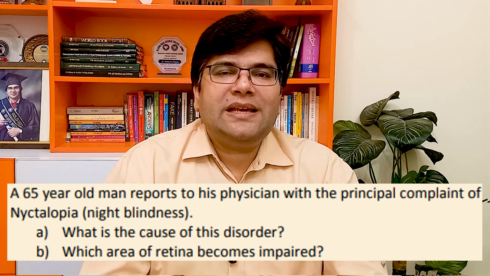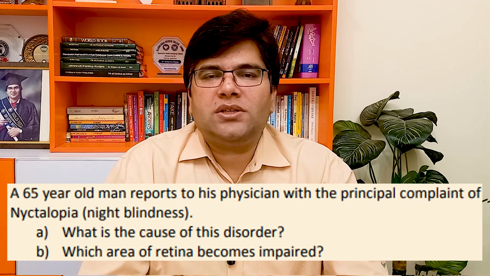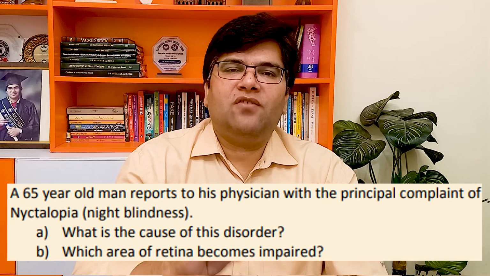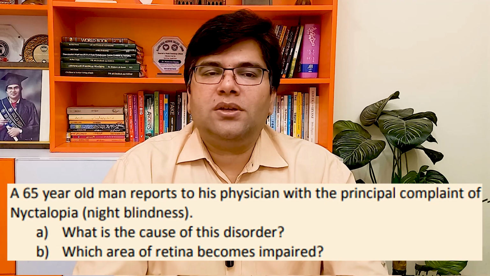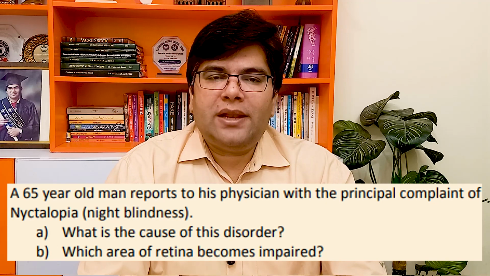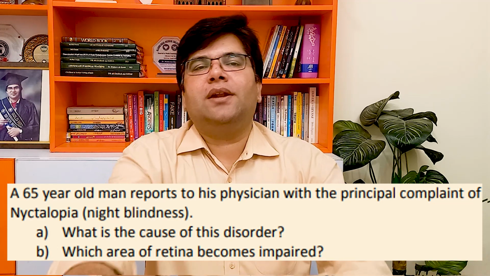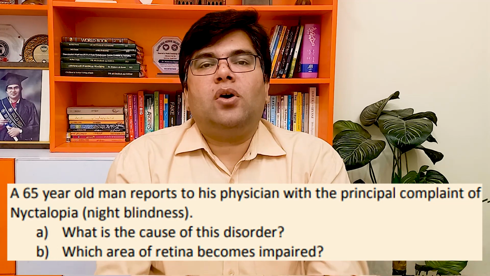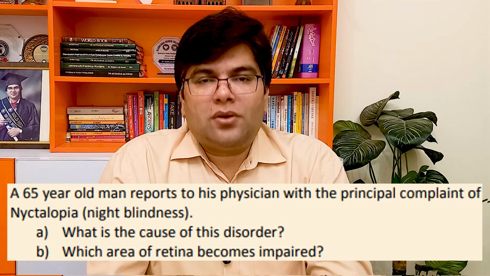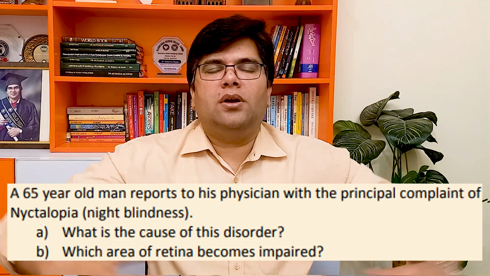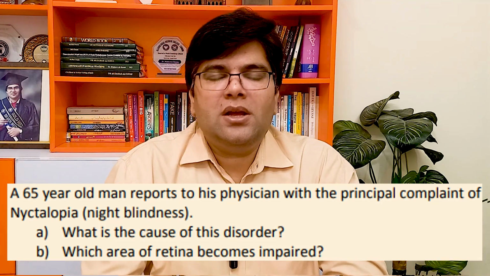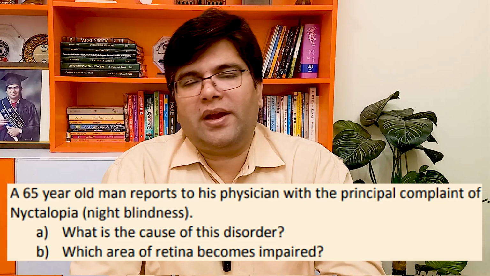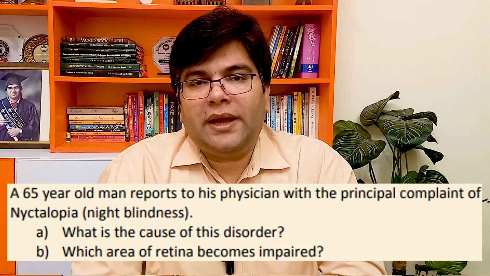So the photoreceptor layer of retina, which contains rods and cones, will be having less active pigment rhodopsin, because when vitamin A is deficient, then opsin cannot bind with retinal and rhodopsin cannot be made. And because rhodopsin is present in the rods and rods are more concentrated in the periphery of retina, so the periphery of retina will be more affected, which is important for night vision.